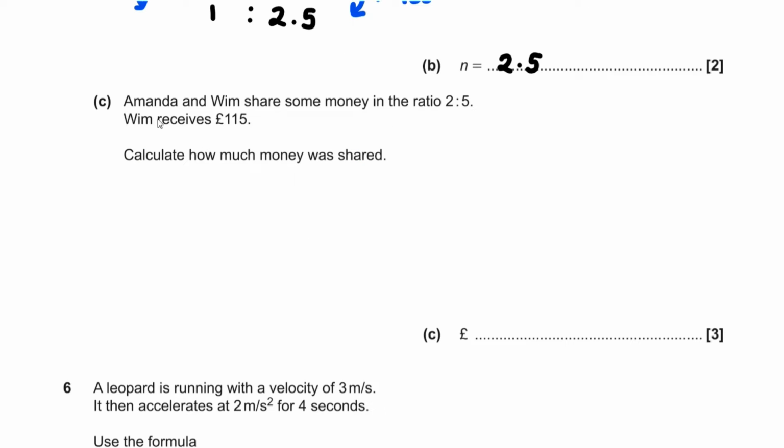Part C, Amanda and Wim share some money in the ratio 2 to 5. Wim receives £115. Calculate how much money was shared.